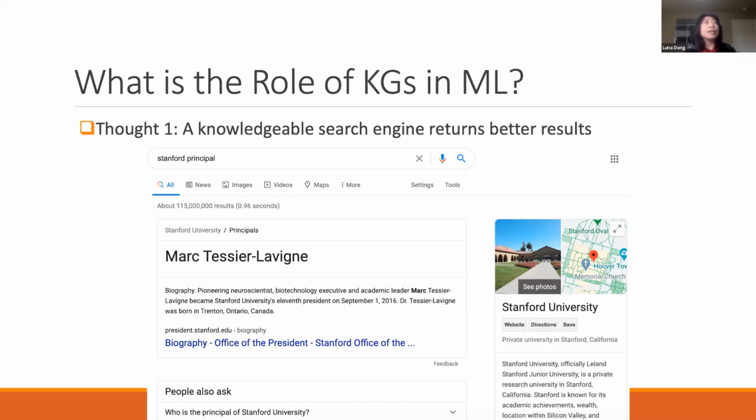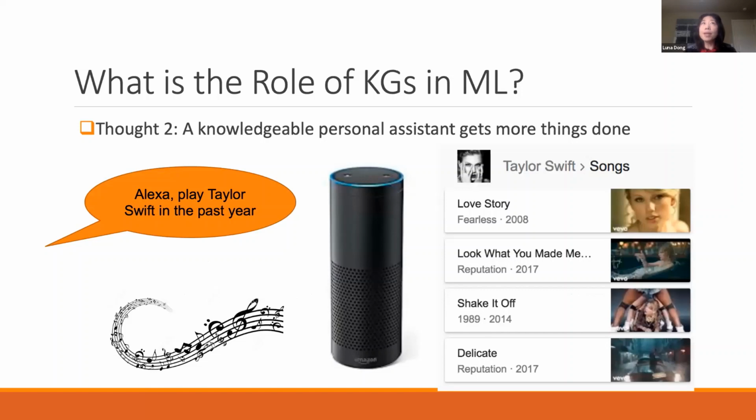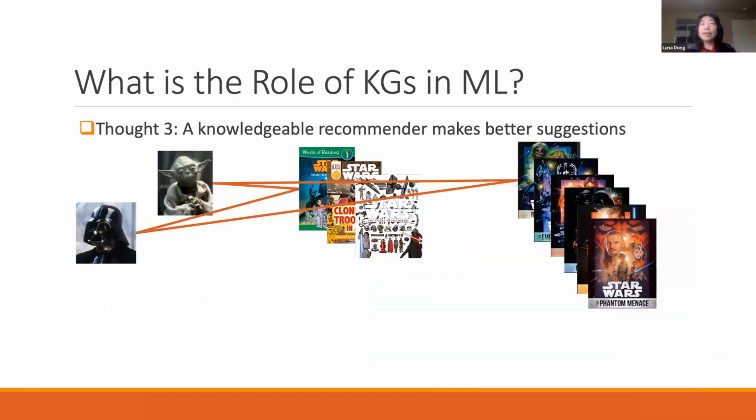And then people might also be thinking, a knowledgeable personal assistant gets more things done. If you ask Alexa to play Taylor Swift in the past year, it better know the list of the songs by Taylor Swift and which year they are from. And if you are from e-commerce, the first thing you would think about is possibly recommendation. So a knowledgeable recommender will make better suggestions.